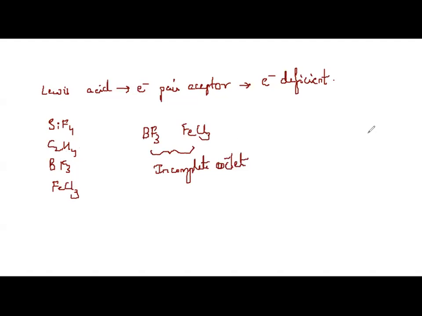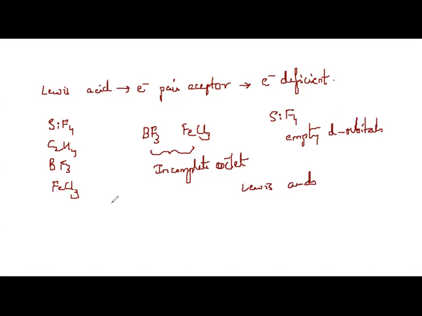And in SiF4, if you observe, the central atom has empty d orbitals. The central atom is what? Silicon. It has empty d orbitals. Hence, according to Lewis concepts, these are all what? These are all electron pair acceptors. Therefore, they all act as Lewis acids.